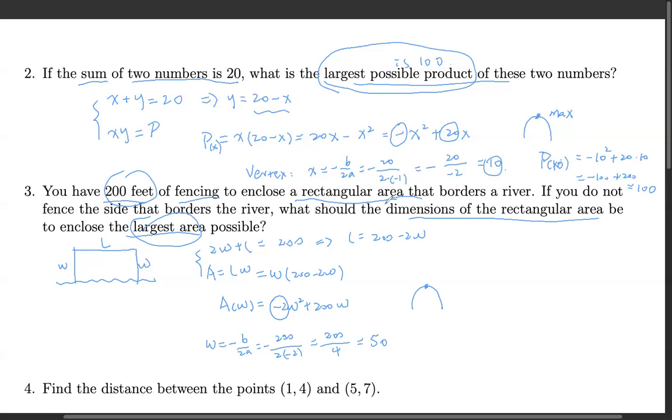The question is asking what the dimensions should be. Dimensions means the width and the length. So the length is 200 minus 2 times W, and W is 50. That's 200 minus 100, which is 100. So to get the biggest area, the length of the rectangle is 100 feet and the width is 50 feet.